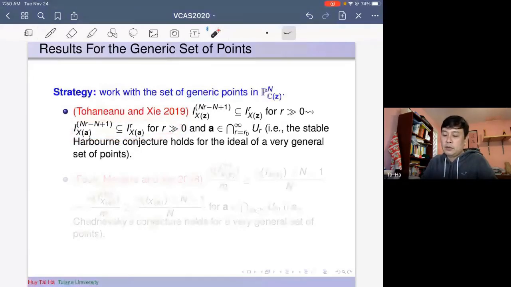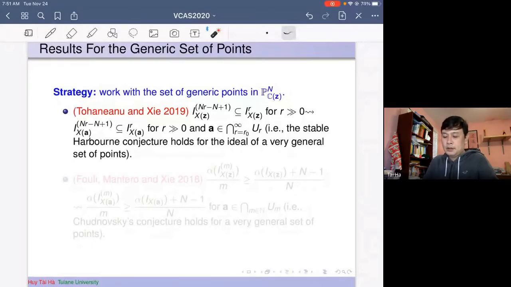However, every time you specialize, you fix the power, so you have an open dense subset, right? So to make this work for all r, you have to take your parameter inside the intersection of infinitely many open dense subsets. That's why their result is that the stable Harbourne conjecture holds for a very general set of points.